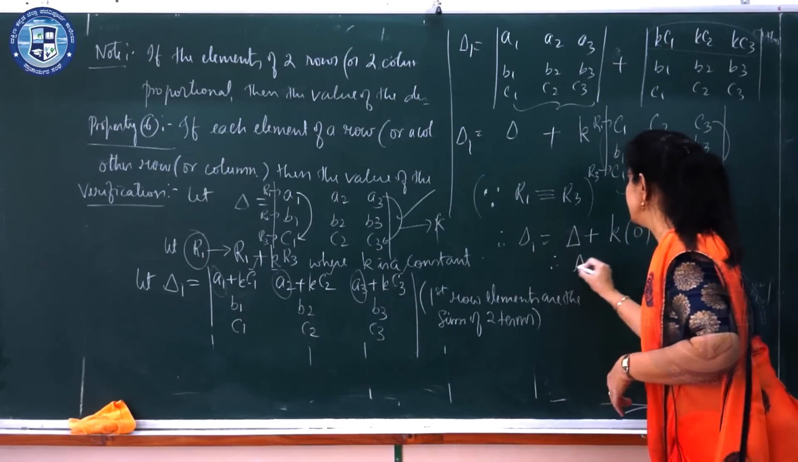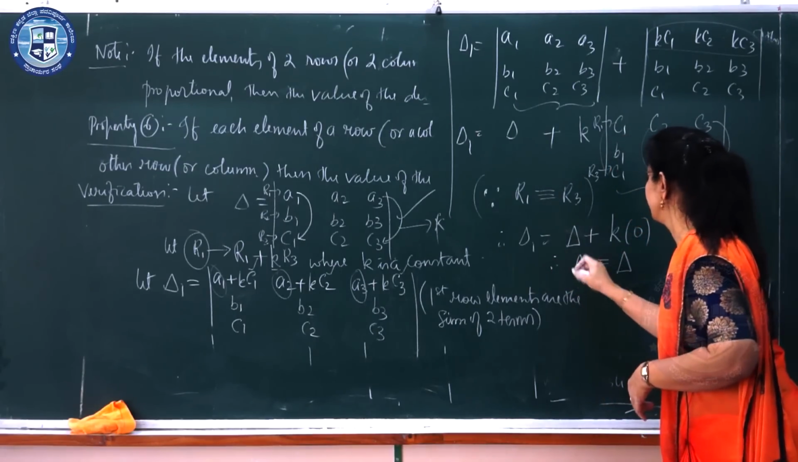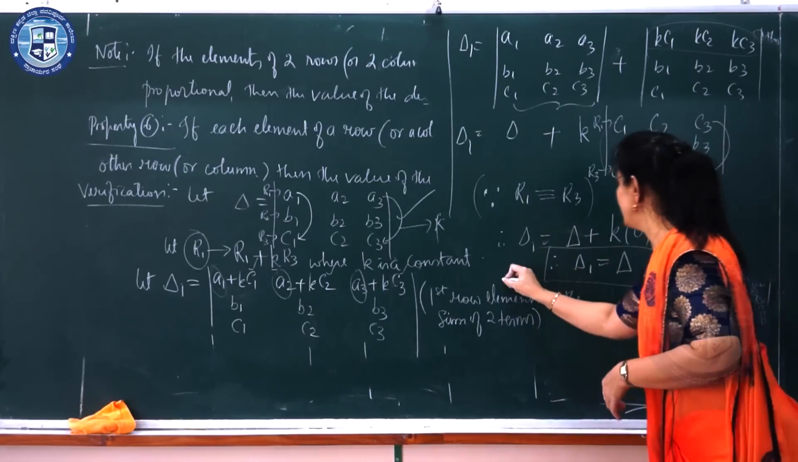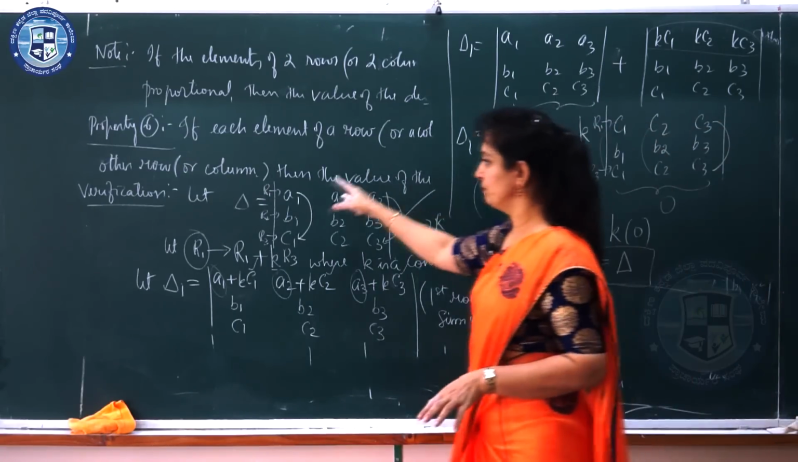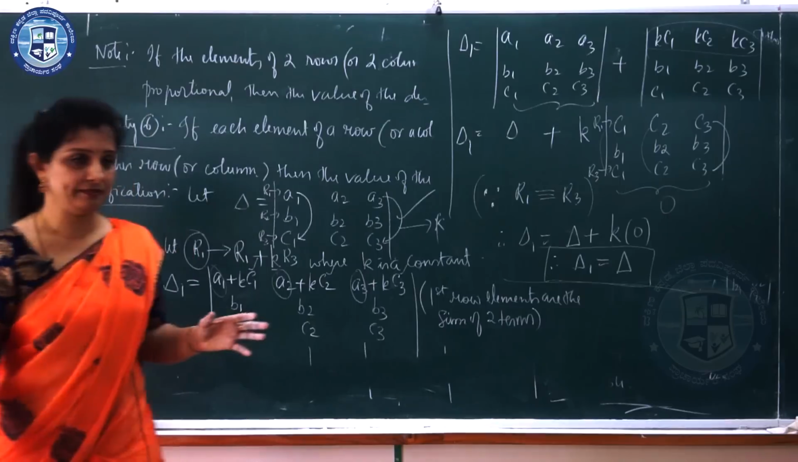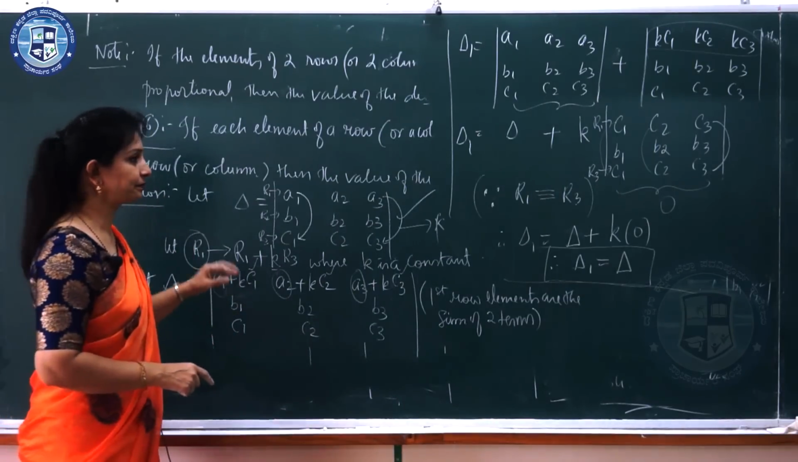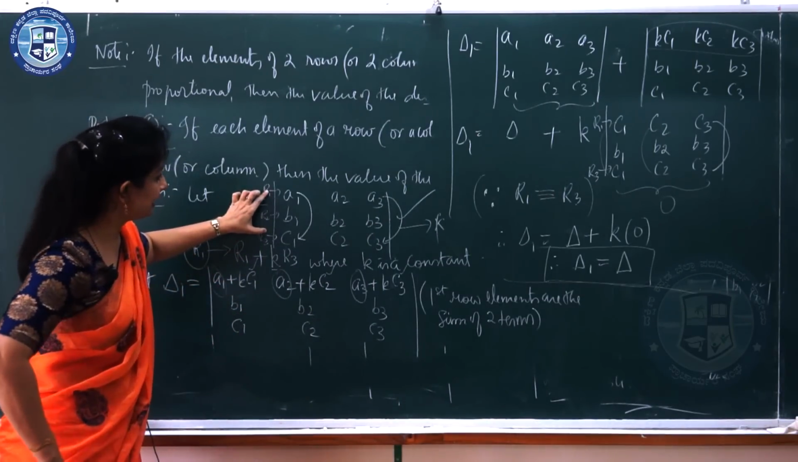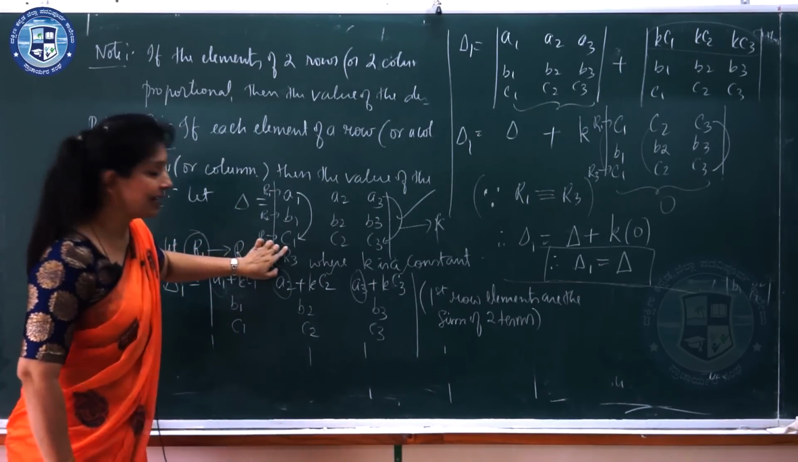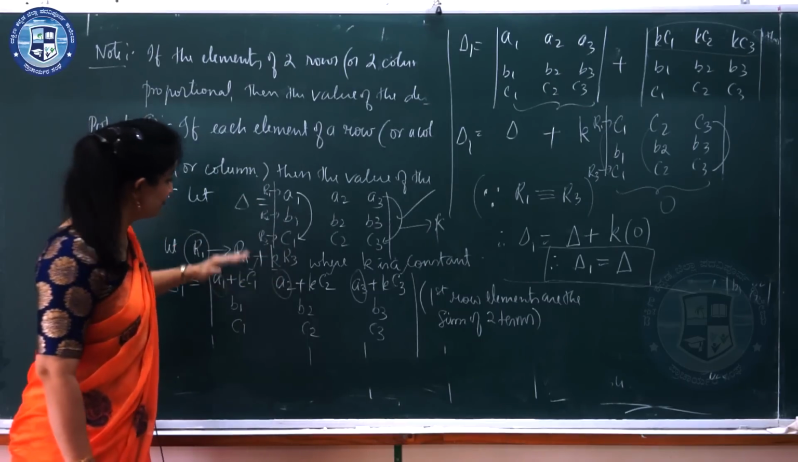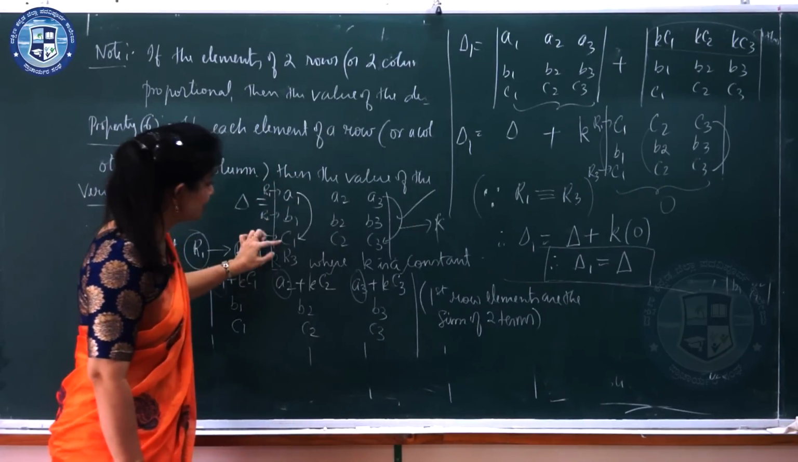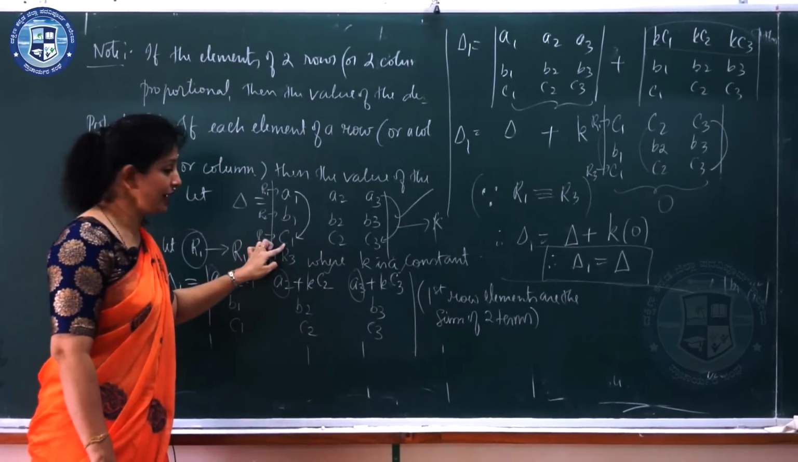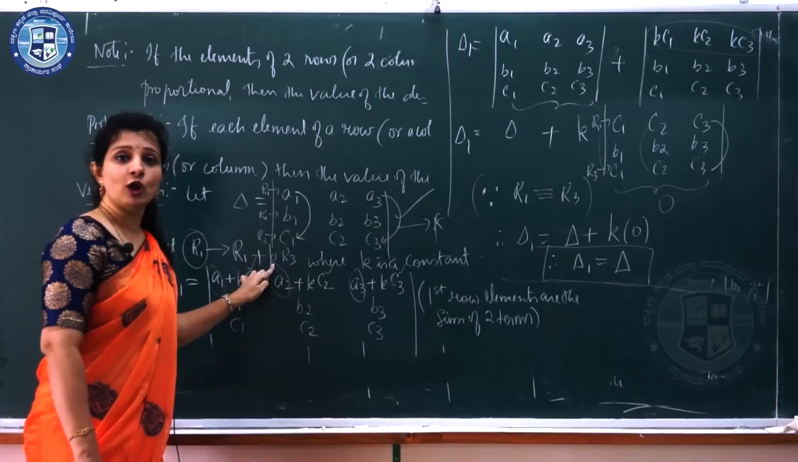So what did we get? Delta 1 is equal to delta. Very, very important property, students. Even if you change the determinant in such a way that R1 is added to k times R3, so the first row elements are added to the corresponding elements of the third row multiplied by the constant k.